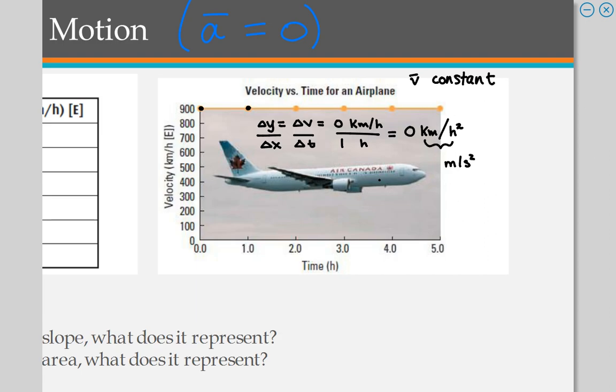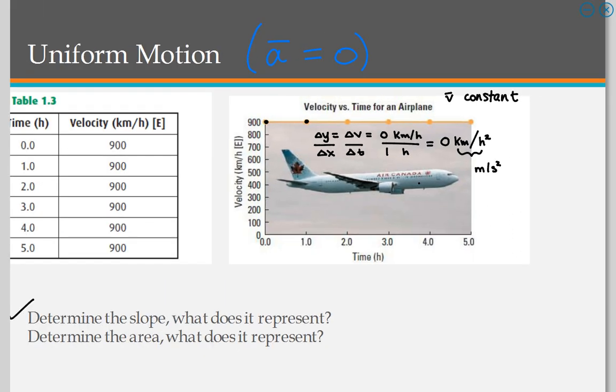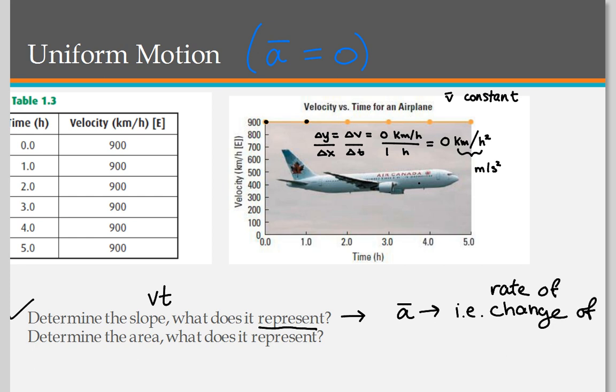Does it make sense that our acceleration is 0? Yeah, we talked about that already. So what does the slope of a VT graph represent? It represents acceleration. In other words, the rate of change of the velocity. It's like, to what degree is the velocity changing? Is the velocity changing quite rapidly? Or is the velocity not really changing at all?